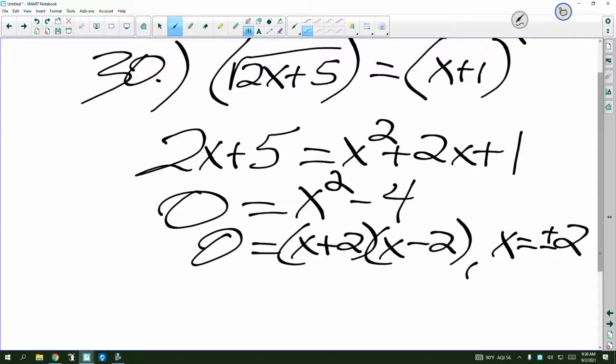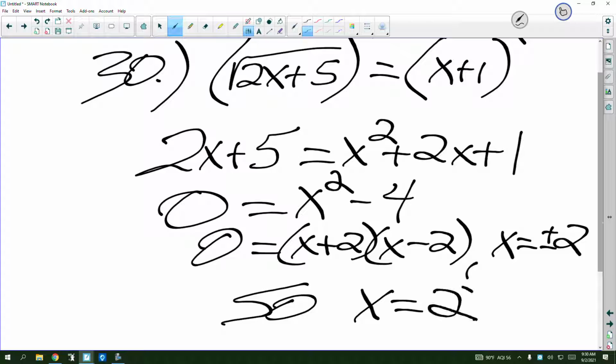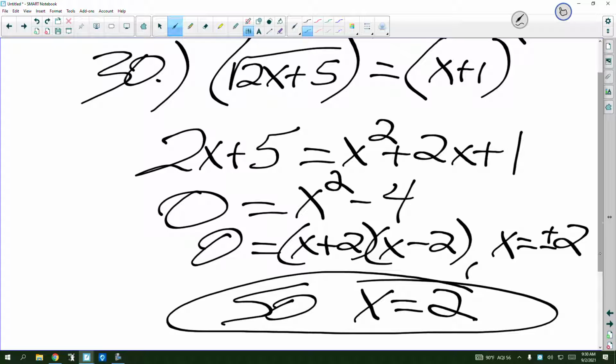So let's plug in 2. 2 times 2 is 4, plus 5 is 9. The square root of 9 is 3. Is that the same as 2 plus 1? Now let's try -2. -4 plus 5 is 1. The square root of 1 is 1. Is 1 the same as -2 plus 1? No. So x only equals 2, not -2. I get it, but it's dumb. Agreed. Just use caution on square roots and fractions. Got it.